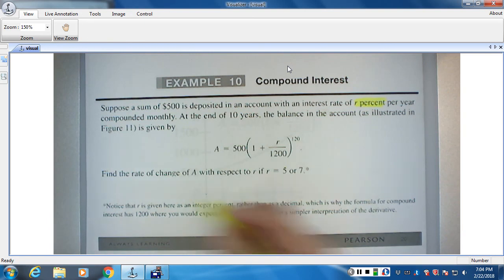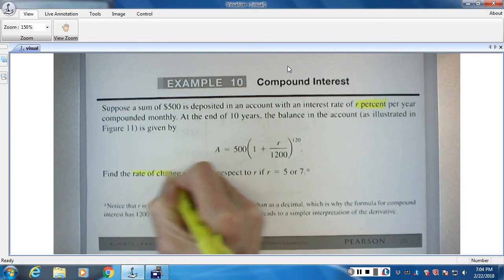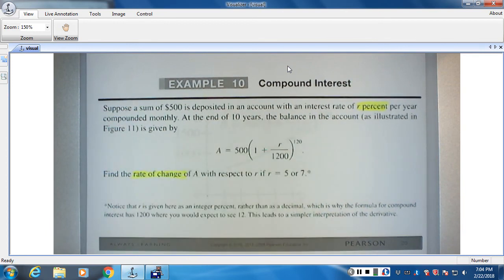What we want to find is the rate of change in the future value with respect to the interest rate. In other words, how much faster is our money going to grow for different interest rates, one to another? What is the influence of the interest rate on how fast our money is going to grow? What does the word rate of change tell you that you're going to take? A derivative.